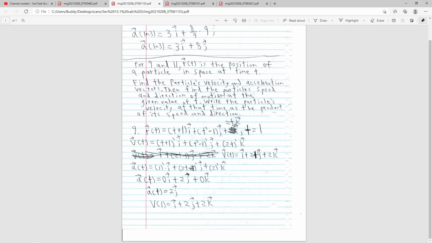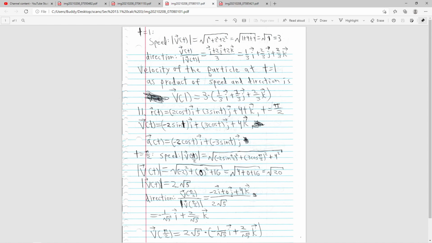So 2t is the only thing that's changing here. i + 2j + 2k. And at t = 1, speed, therefore, is the magnitude of v(t), basically v(1). Speed is just the magnitude of the velocity function at a current value. It's 1 squared plus 2 squared plus 2 squared, and you take the square root of that, which is the square root of 9, equals 3.